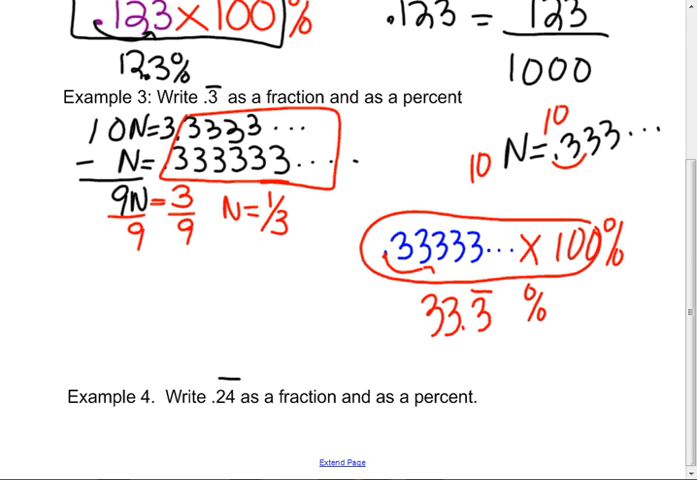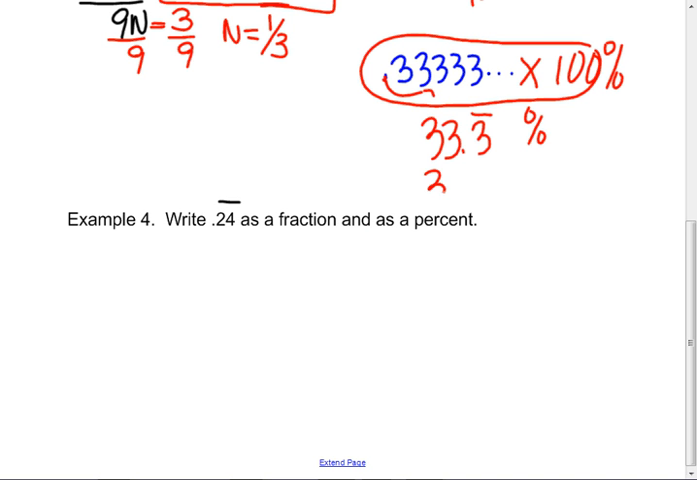But you know what? When I go to the store, it doesn't say 33.3 repeating. I've never seen that. But I have seen, what's 0.3 repeating? We just did it. What's 0.3 repeating? 1/3. You could have taken the 1/3 and changed that to a percent by multiplying by 100%.